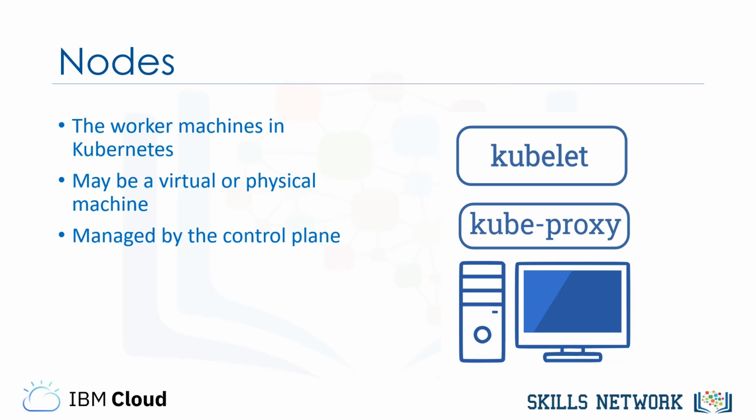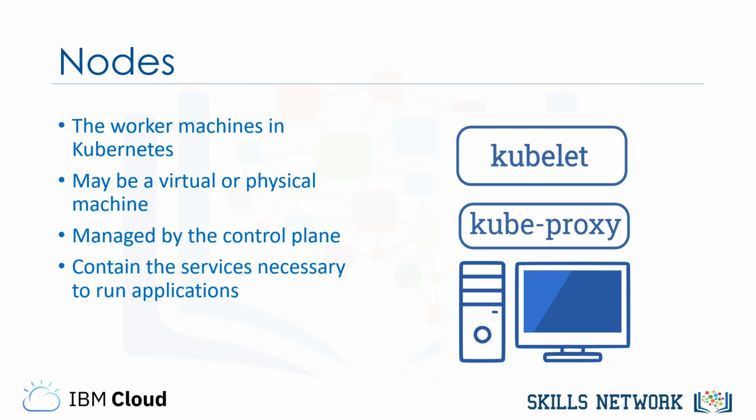Nodes are not created by Kubernetes itself, but rather by the cloud provider. This enables Kubernetes to run on a variety of infrastructures. The nodes are then managed by the control plane. The components on a node enable that node to run pods.